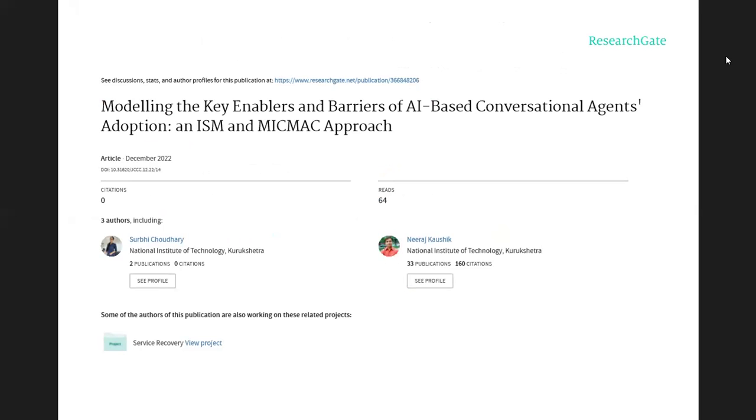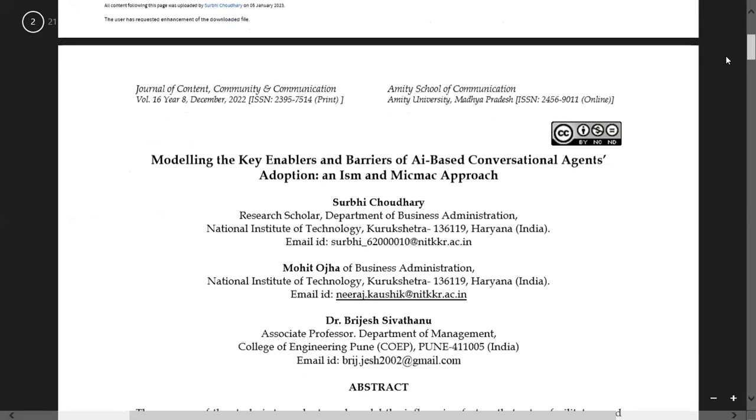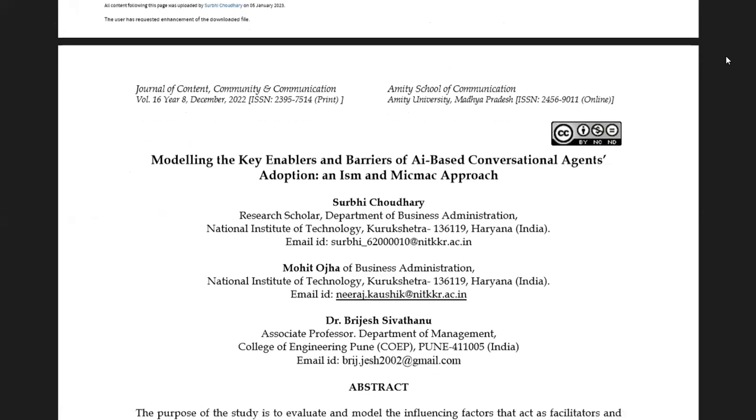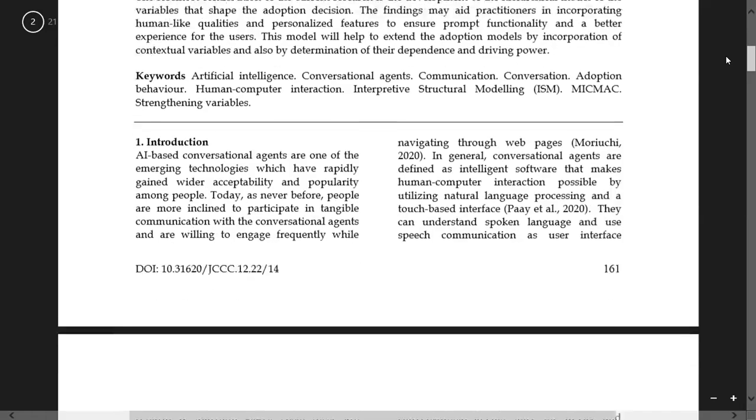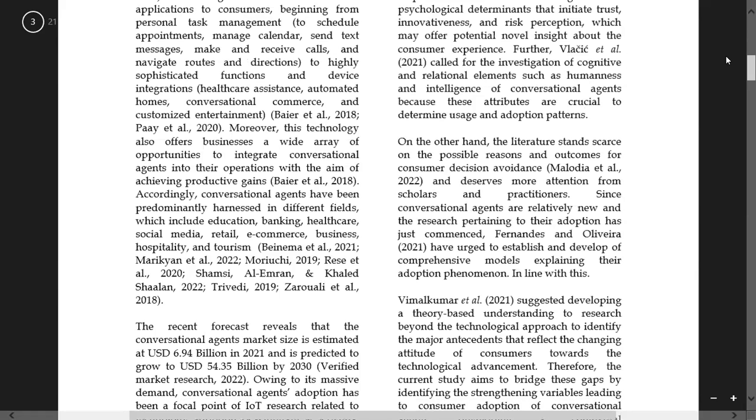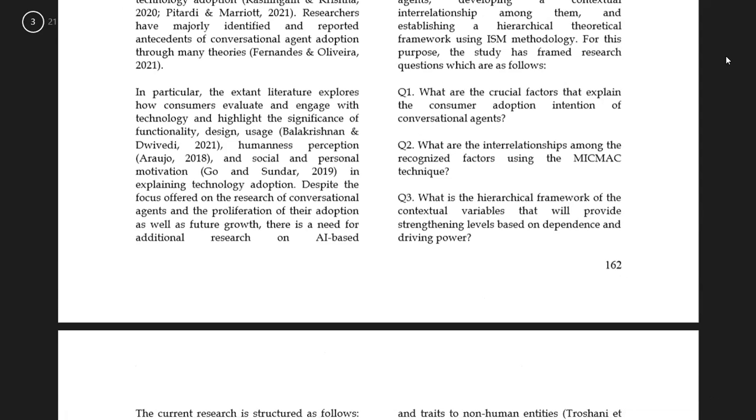She says that there is no exact theory on this particular thing, so she starts with this. This paper is in an open source journal, Content, Communication and Community, from Amity University. It's a Scopus indexed journal. Now she starts with the introduction about the conversation agent. After that, she says, this is a very small introduction, and 2-3 research questions are there. The research questions are: what are the crucial factors that explain the consumer behavior intention? What are the interrelationships using MICMAC? We'll come to MICMAC. And what is the hierarchical framework for the same?